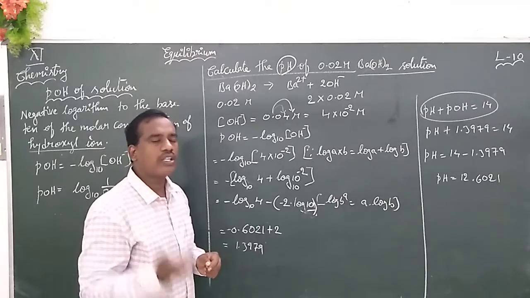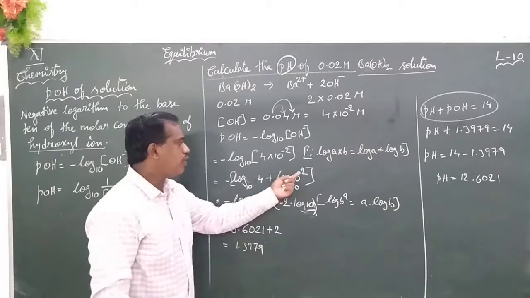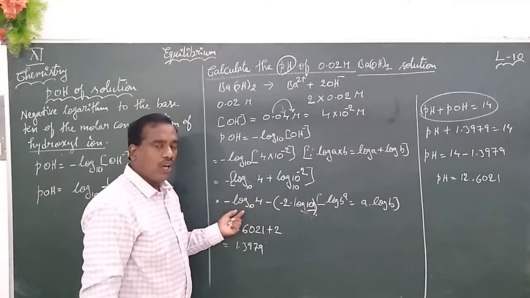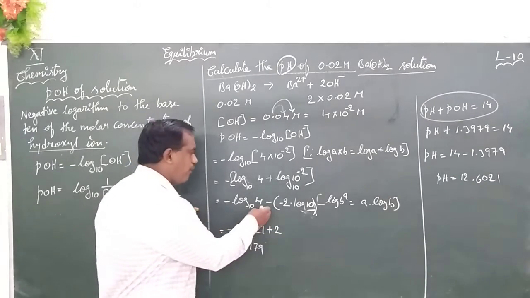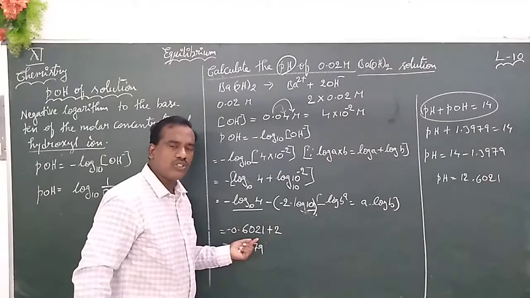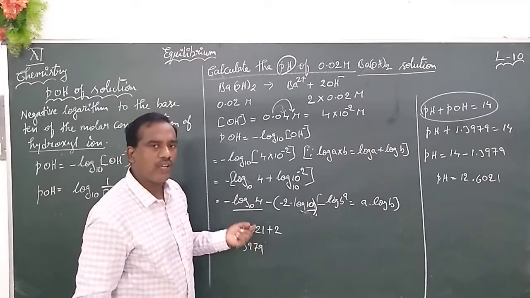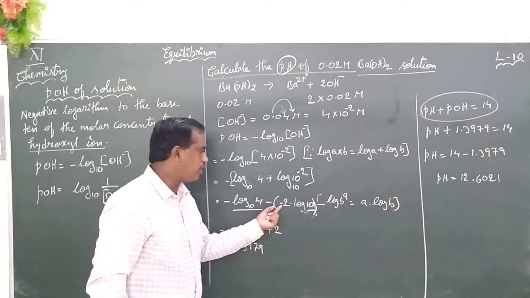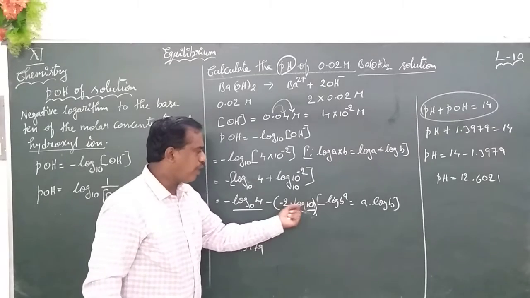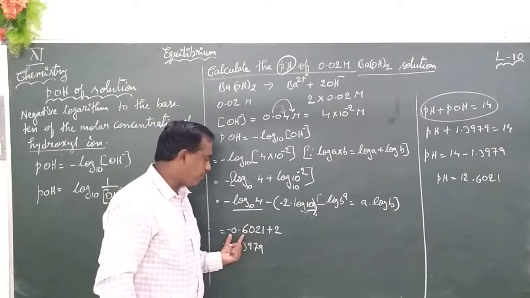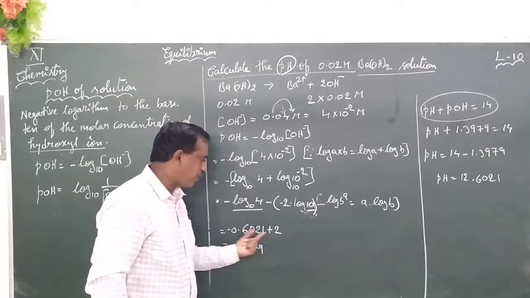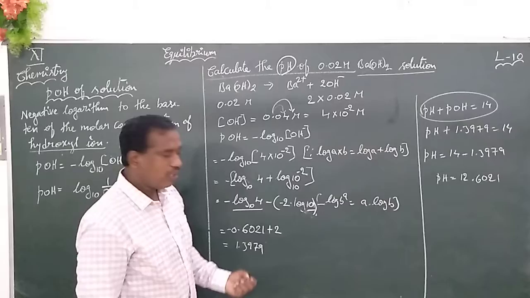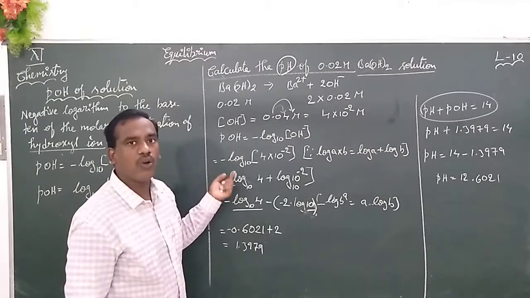What is the value of log 10? Log 10 value is 1. So when you are bringing plus into minus, it gives you minus. So minus log 4. What is the value of this? 0.6021 is the actual value. Last time I had given the rough value. So minus 0.6021, plus 2, because this value became 1. So you are subtracting this value from the 2. Then you will get 1.3979. So this is the pOH.